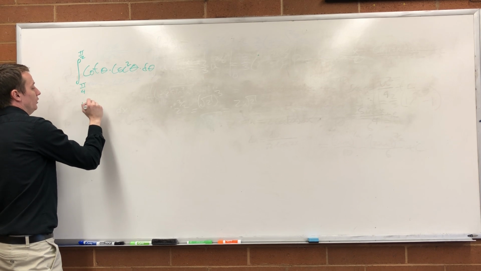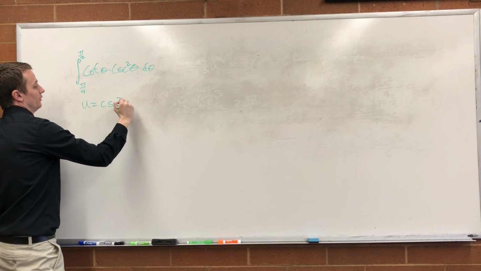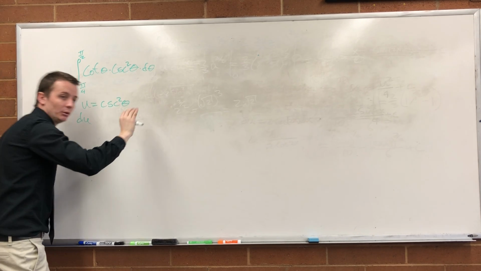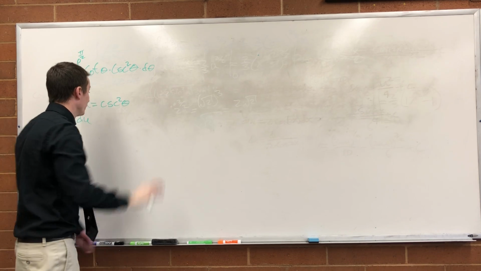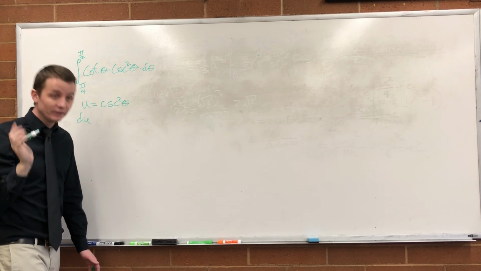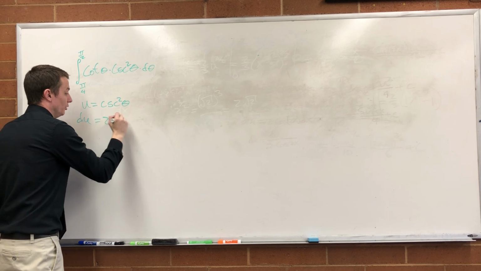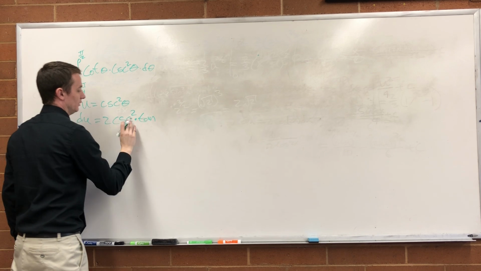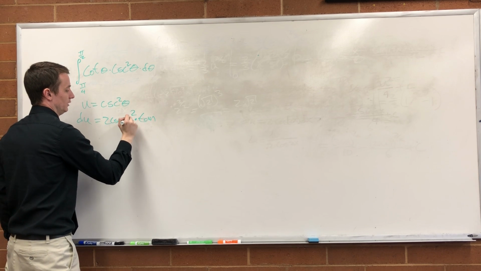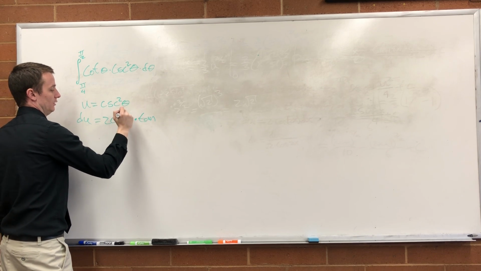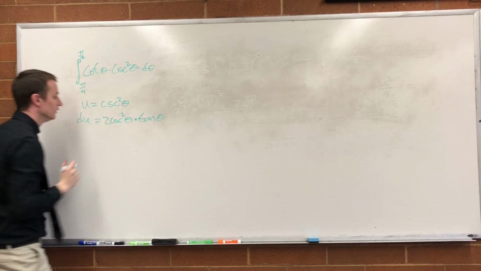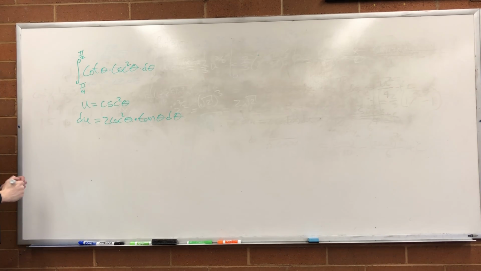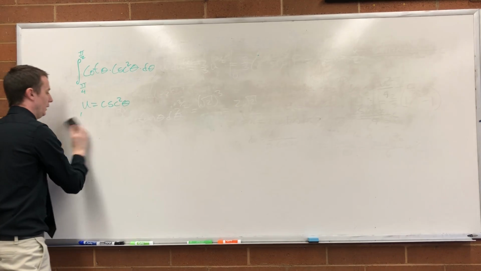So if I let u equal cosecant squared of theta, what's my du going to be? We're going to have to do the derivative of the first multiplied by the second plus the derivative of the second multiplied by the first. The derivative of cosecant is negative cosecant times cotangent. So du would be 2 cosecant squared times cotangent d theta. Is that helping us? Not really. Okay, so probably a bad guess.